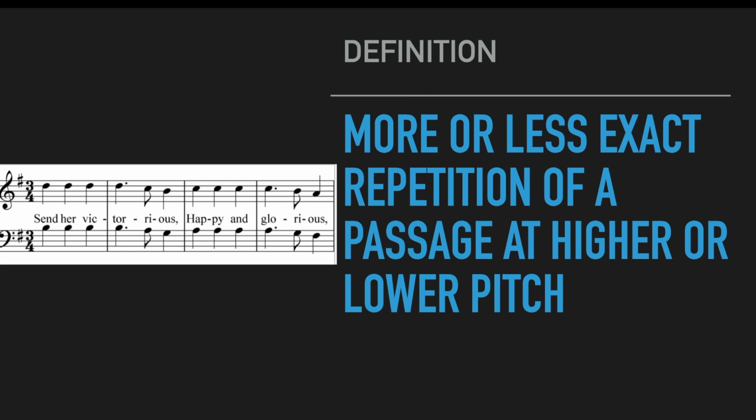So "Send her victorious" is the original statement of the motif. "Happy and glorious" is the sequence. It's being repeated at a different pitch, 1 degree lower in the scale in this example. So "Send her victor" are all D's, all on the same note, and then we descend by a second and then descend by a second again, and then we have the sequence. And if you notice, it's 4 of the same notes, and then we descend by 1 note in the scale, and then we descend another note in the scale.